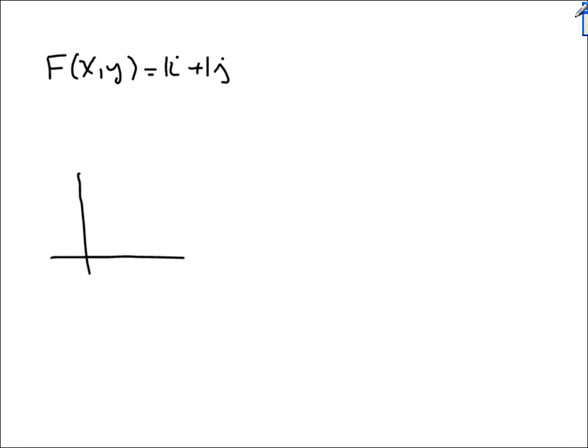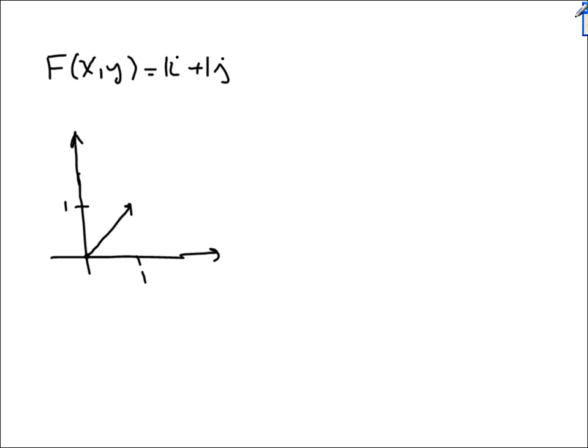First problem we'll do is draw or sketch several representative vectors in a given vector field. An easy one, which might be so easy that it becomes hard for people, would be the constant one. F of x, y equals 1i plus 1j. So component form starts at the origin and it goes to 1, 1. That's one representative of this vector field.